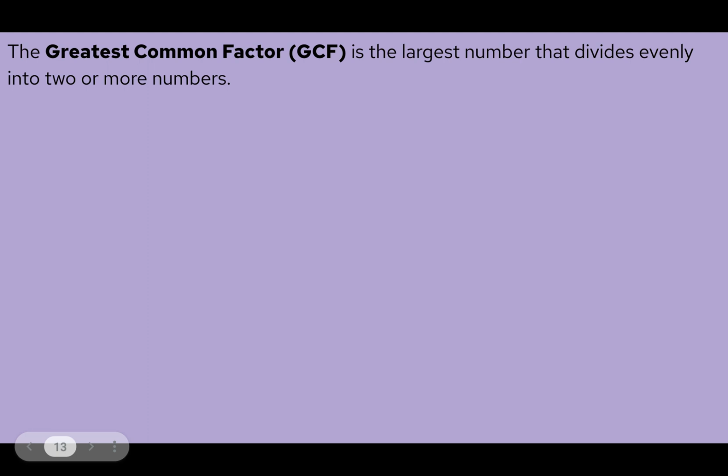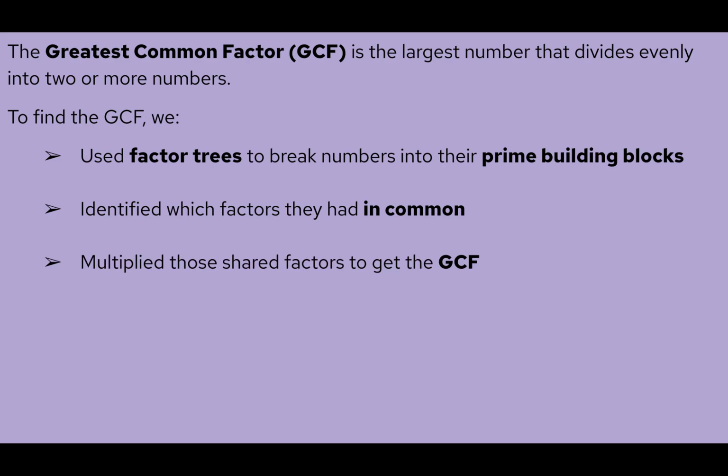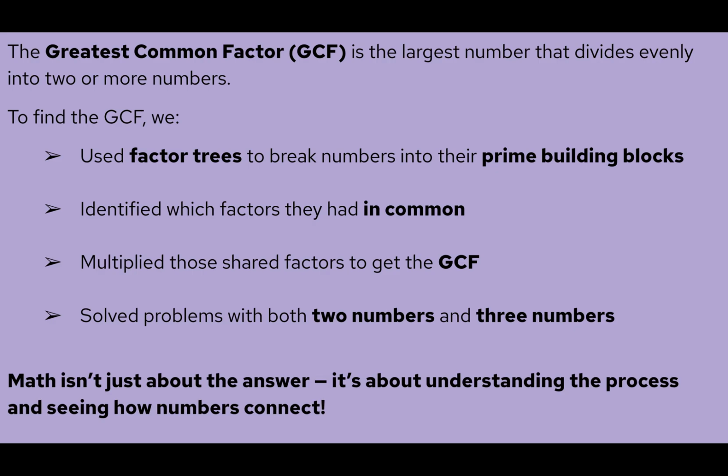So the greatest common factor is the largest number that divides evenly into 2 or more numbers. To find the GCF, we used factor trees to break down the numbers into their prime building blocks. We identified which factors they had in common. We multiplied those shared factors then to get the GCF. And we solved problems with both 2 numbers and 3 numbers. So math isn't just about the answer. It's about understanding the process and seeing how the numbers connect.